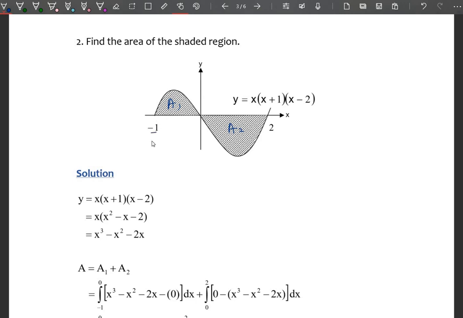integrals, because here we have x equal to -1, and here it is always going to be 0 because it's the origin, and this one is 2. Okay, the function that we have is y equal to (x plus 1) x (x minus 2). We just need to expand this because it is possible to expand. So (x plus 1) times (x minus 2), first we have x squared minus x minus 2, and then multiply with x, and hence y is equal to x cubed minus x squared minus 2x.